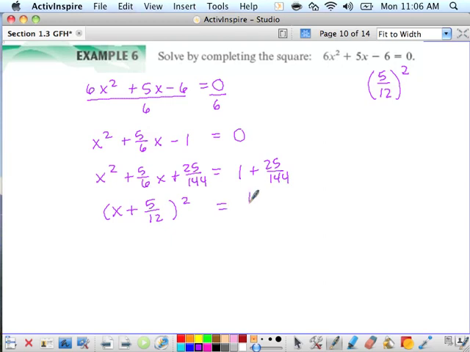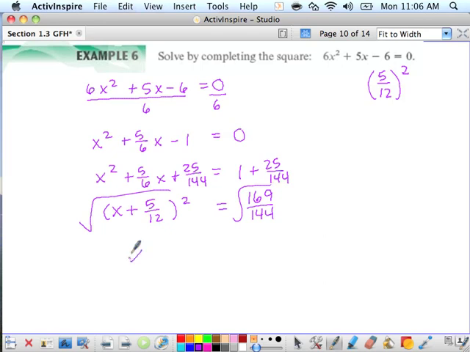169 over 144. Aren't you glad you can use a calculator? Just add 144 and 25. Did y'all know that's a trick to adding 1 to anything? If you want to add 1 to any fraction, you just add the top and bottom and keep the bottom. Well, you don't look as impressed as I was the first time I heard that trick. We'll move on. Take the square root of both sides.